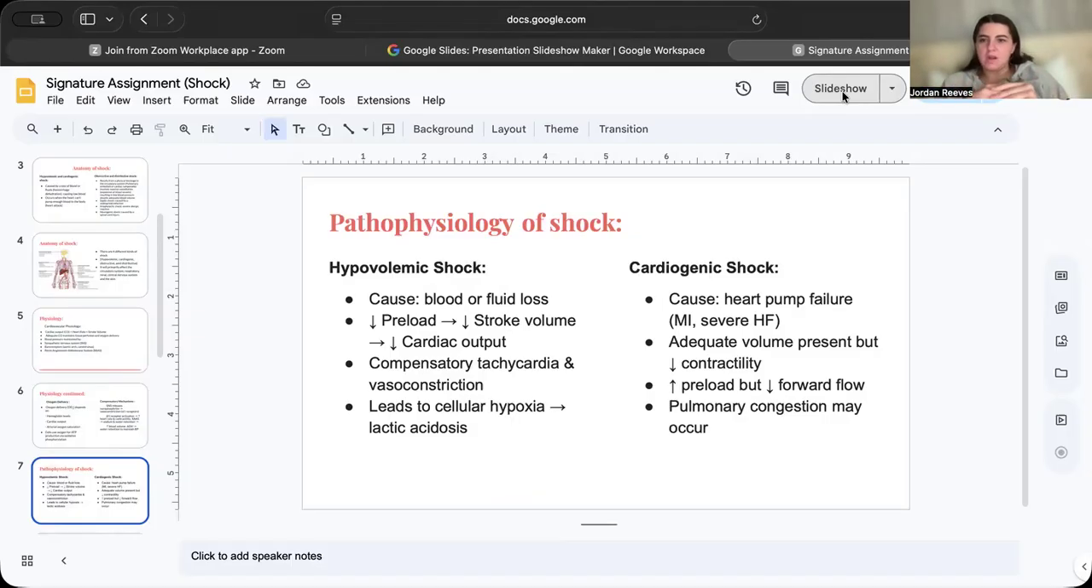It's filling into the heart and pooling blood into the vessels because it's not able to perfuse the right way, so it decreases all outputs.